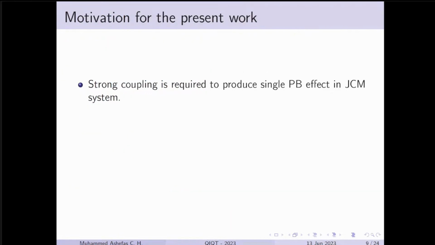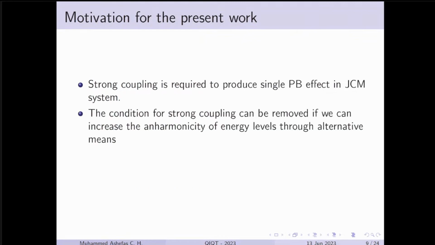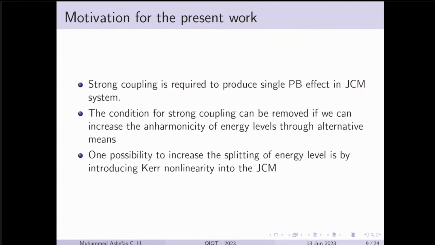So it is possible to remove the condition of the strong coupling regime if you are able to increase the anharmonicity of the energy levels through an alternate means. One possible way to increase the anharmonicity, or the energy level separation, is by introducing the Kerr nonlinearity in the Jaynes-Cummings model. So this is the motivation behind our work.